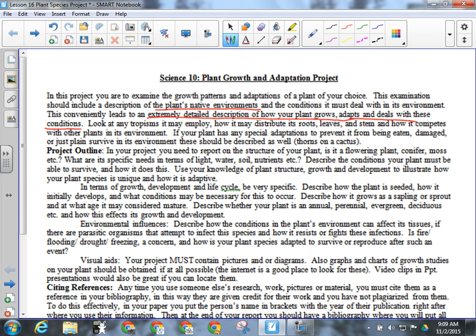That could mean a description of its life cycle. Does it take a really long time to grow? Is it a short-lived plant? Does it have several defined stages in its growth? Things like that. Its environment essentially dictates how it's going to grow.